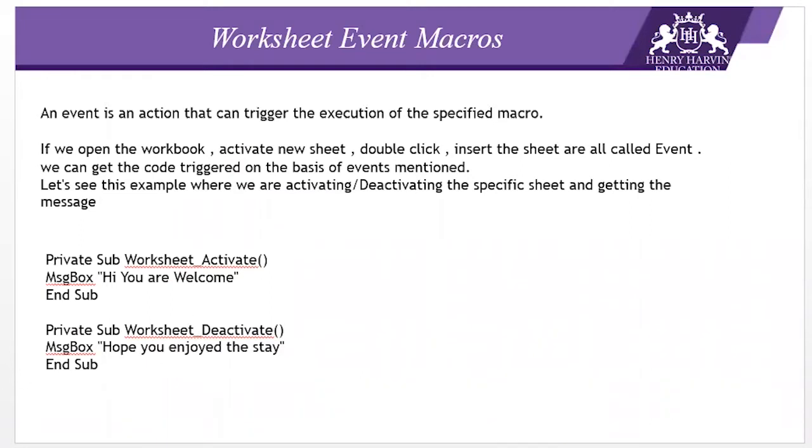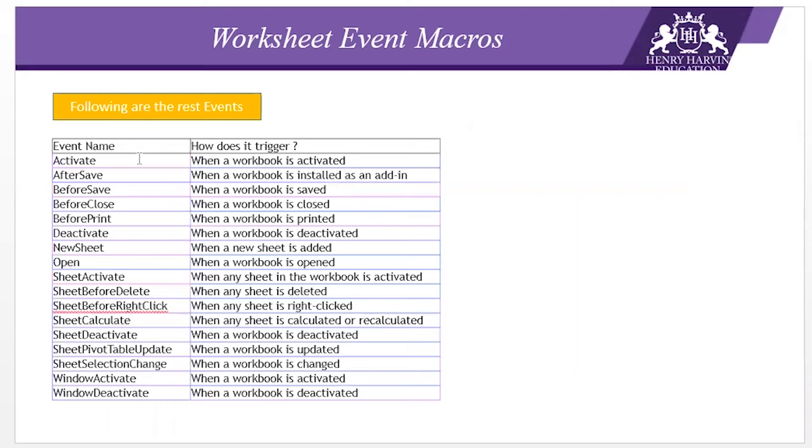If I go to my last slide, you see these are the events where our code can be triggered. If you activate a sheet, you want some kind of code to be triggered, or maybe before you save the file, or before you close the file, open the file, right click, sheet calculate, deactivate. These are the kinds of events we use. Maybe if you double click, you want something to happen, or when you deactivate the sheet.